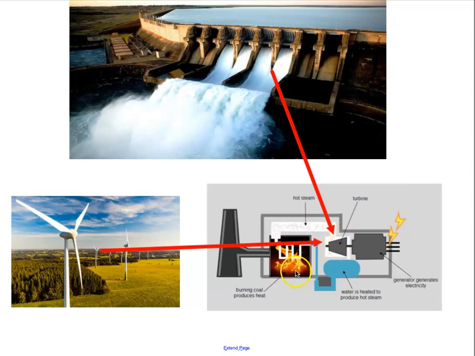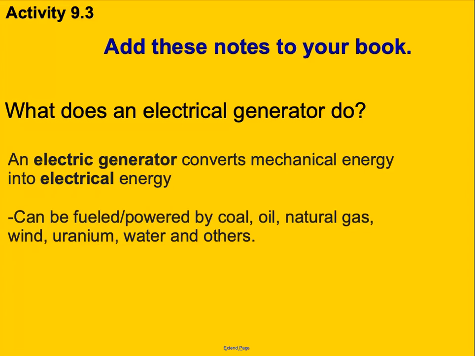Now you've got some chemical energy being created from the burning of the coal, but that coal creates the heat, which heats the steam, and that's a mechanical process of the steam spinning the turbine, or the wind spinning the turbine, or the water falling off and spinning the turbine. So an electrical generator, again, converts mechanical energy into electrical energy, and it can be fueled by coal, oil, natural gas, wind, uranium, water, and potentially some other sources such as burning biofuels such as wood.